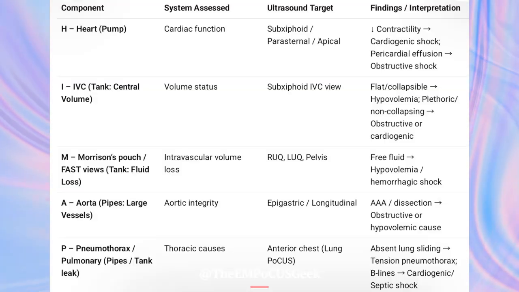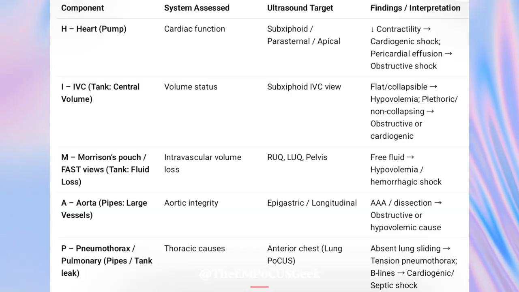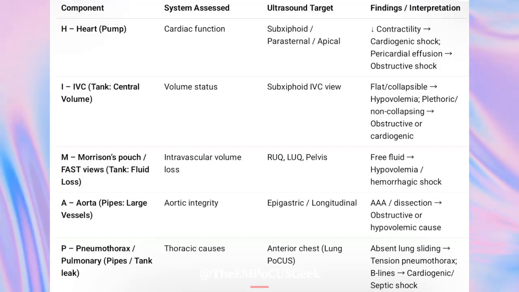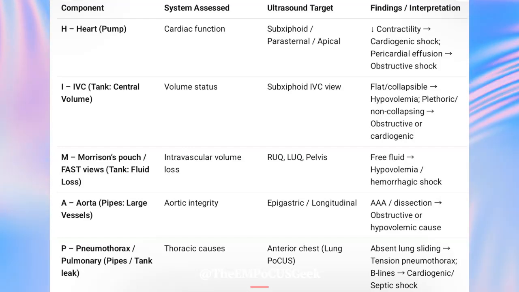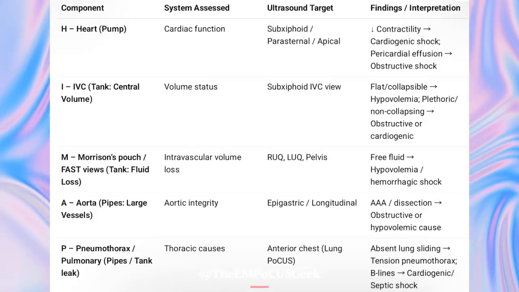And finally, the pulmonary assessment. And here we're looking at the anterior chest. We're looking for absent lung sliding, indicative of tension pneumothorax. And we also look for B lines, suggestive of cardiogenic or septic shock.